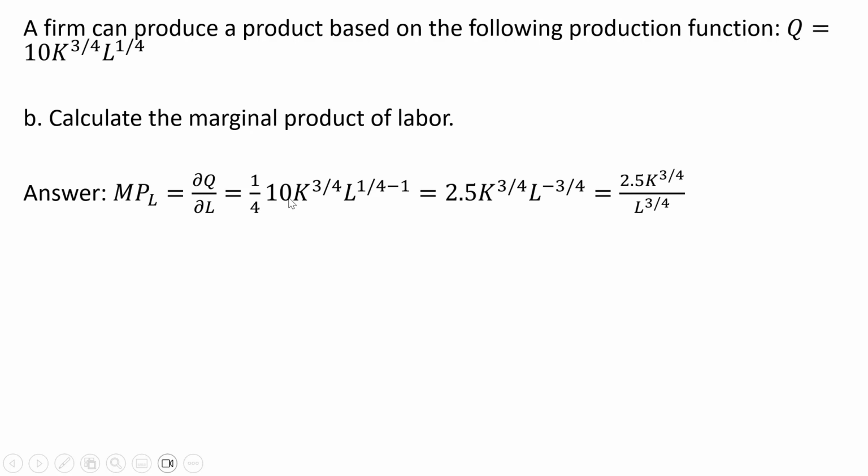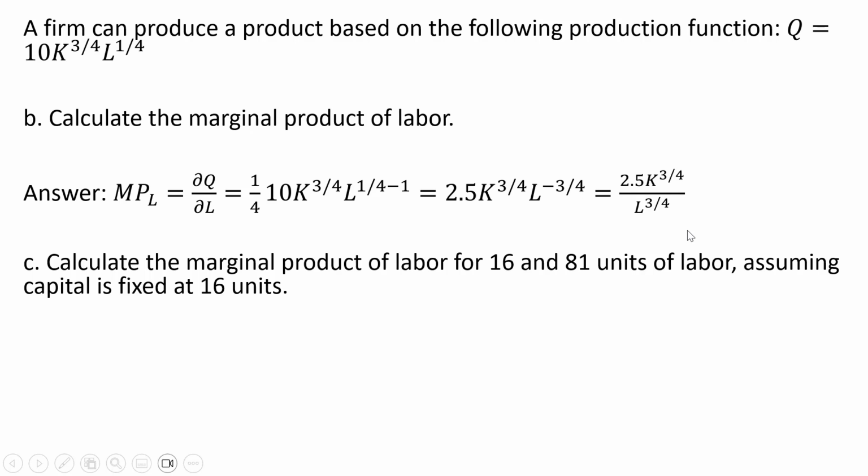And so simplifying, 10 divided by 4 is 2.5. We don't have to do anything with the K term or its exponent. And then L to the 1/4 minus 1 leaves us L raised to the minus 3/4 power. Simplifying a little bit here by moving this L to the minus 3/4 into the numerator, we get the following result. So that is the marginal product of labor.